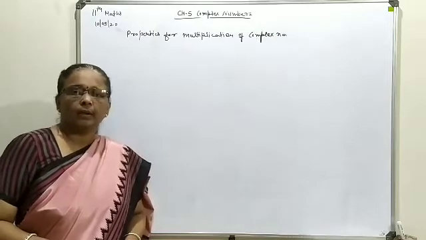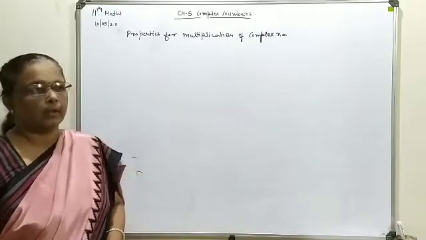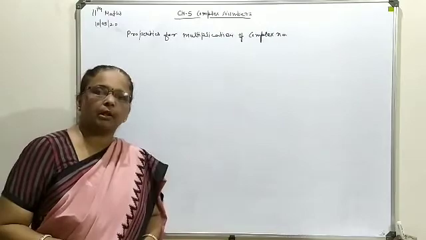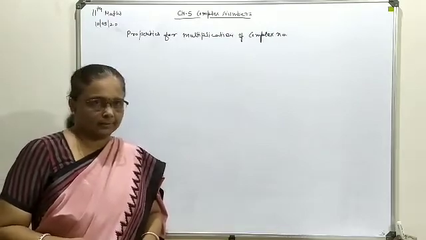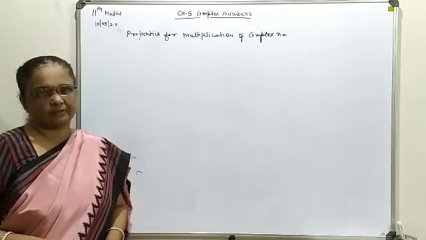Hello students, in the last class I introduced you to Chapter 5, that is complex numbers. What a complex number is and how a complex number is generated, we discussed in the last class. Now, the properties regarding addition of two complex numbers I have discussed point by point.